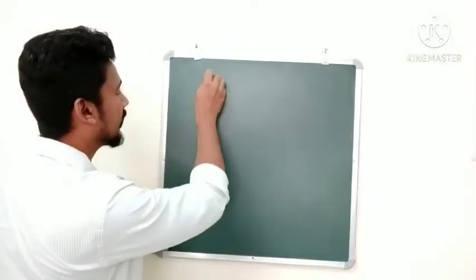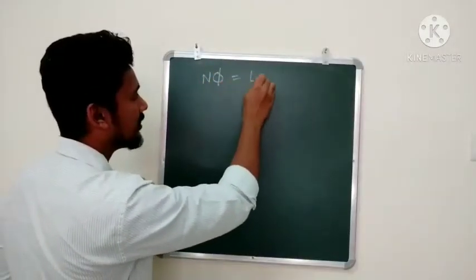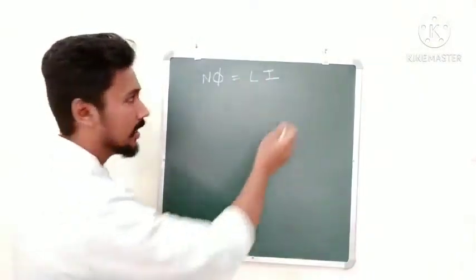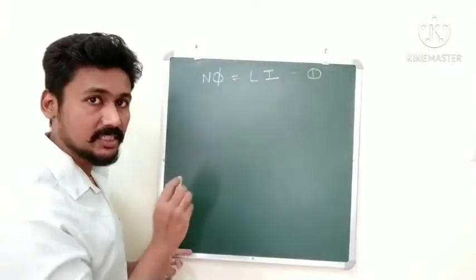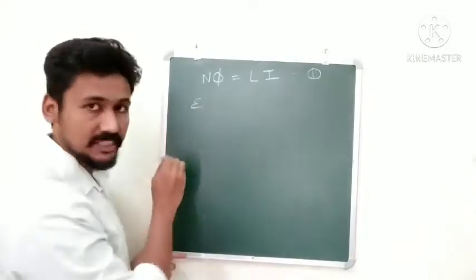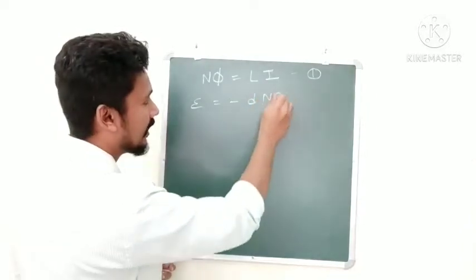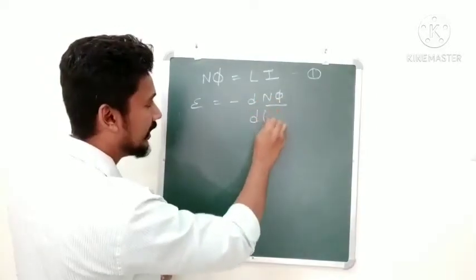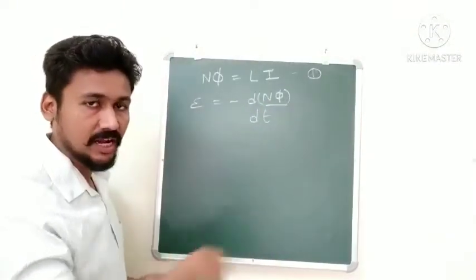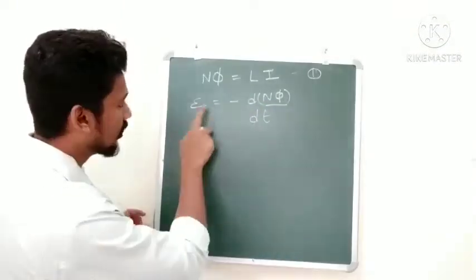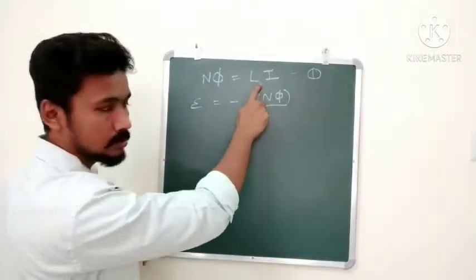We know that the flux linkage of a coil will be given by N phi is equal to Li. Let us call this equation number 1. And by Faraday's law, we know that the EMF generated E is equal to minus d N phi by dt. This N phi stands for the flux linkage, if we are having a coil of N number of turns. Comparing this with equation 1, you can see N phi is equal to Li.